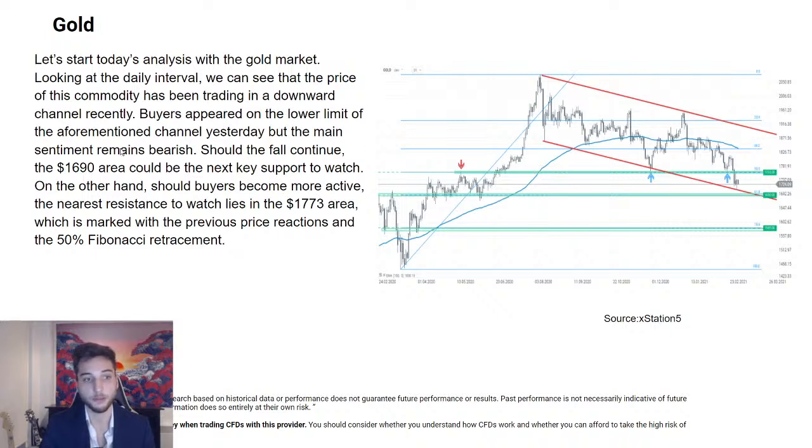Should the fall continue, the $16.90 area could be the next key support to watch, because it is, as you can see, the lower limit of this, plus also close to the Fibonacci level, which I will mention in a second. There's a couple of Fibonacci levels that are key, so we'll talk about them. On the other hand, should buyers become more active, the nearest resistance to watch lies in the 1773 area, which is marked by the previous price reactions and the 50% Fibonacci level.